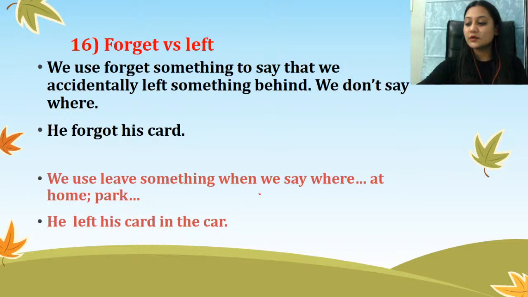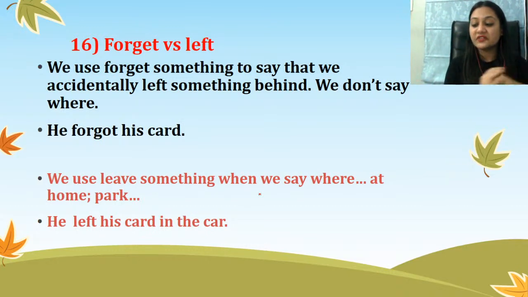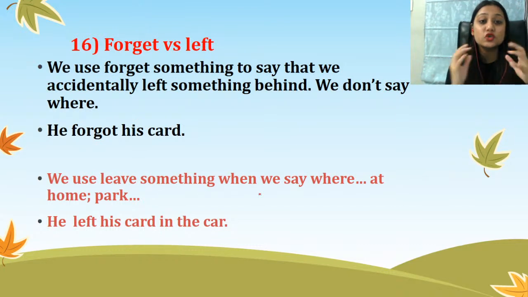Next is forget versus left. When you're using forget, that means you have accidentally left something behind. And the important or major difference of forget is that you don't know where.